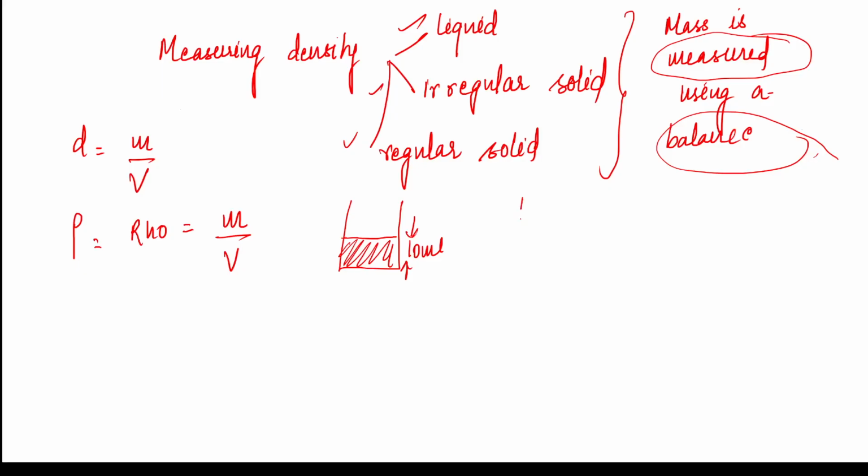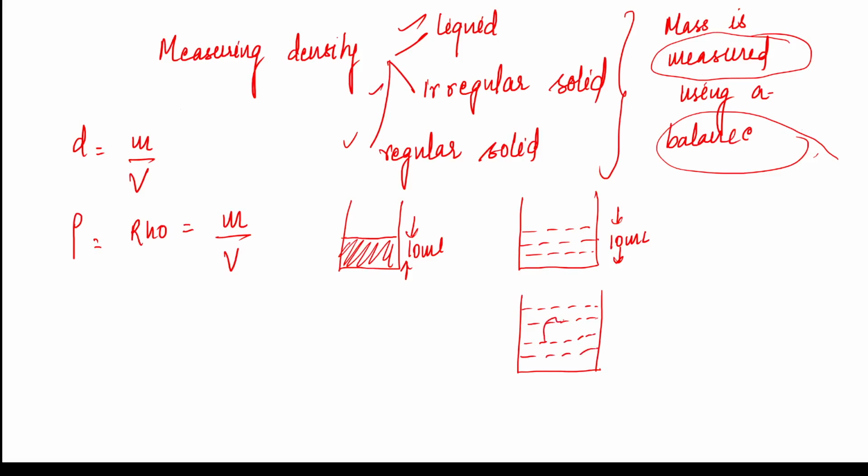For the irregular solid, take a measuring cylinder and add some water. Let's say the initial volume is 10 ml. And then when you pour your irregular solid in it, obviously the volume is going to rise, isn't it? You put some solid in the liquid. Let's say this is your irregular solid, which you've put in the liquid. The volume rises to, let's say, 15 ml. So what's the volume of the irregular solid?